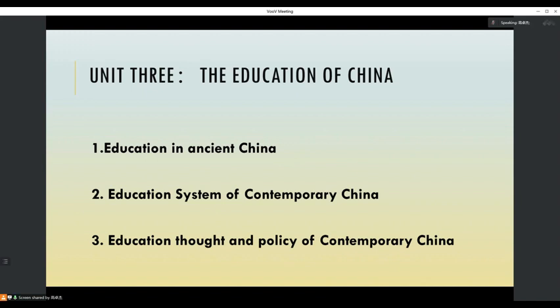The second, education system of modern China. Now, from 1949, when the People's Republic of China was founded, to now. The third, education thought and policy of China. It means the current policy and thought. Okay, so the first part of Unit 3.